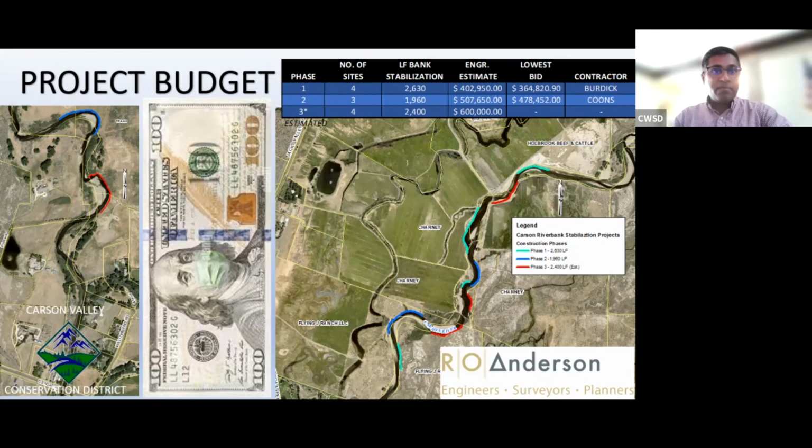And the project budget. Like I said, we thought about doing it in 2 phases. We just couldn't do it. Phase 1, about 2,600 linear feet. The engineer's estimate was about $400,000. The lowest bid we got was $365,000. Verdict was the contractor. That was done in 2020.